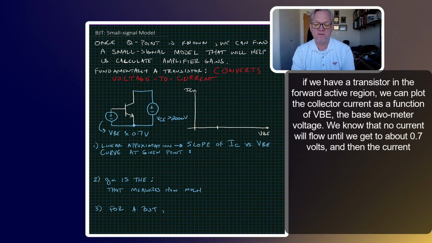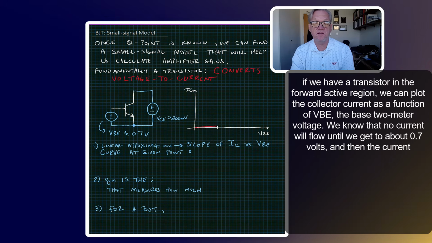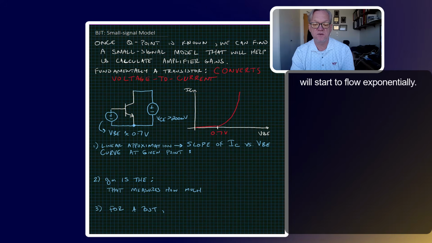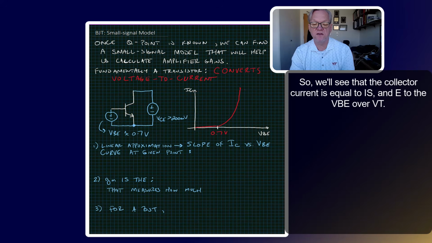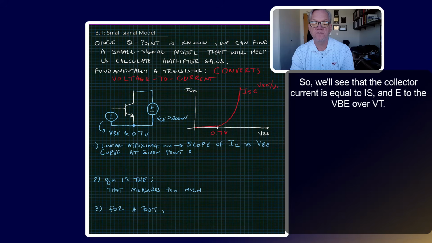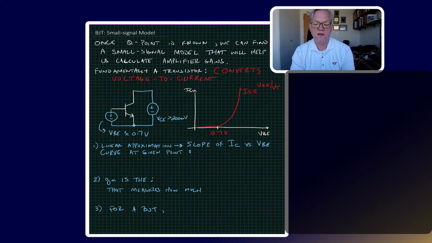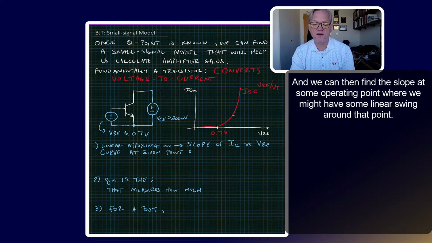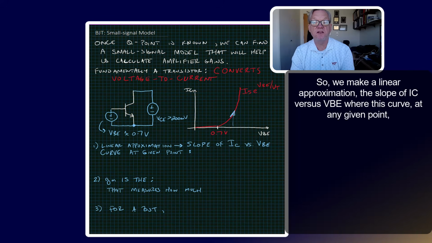Well, if we have a transistor in the forward active region, we can plot the collector current as a function of VBE, the base to emitter voltage. We know that no current will flow until we get to about 0.7 volts, and then the current will start to flow exponentially. So we'll see that the collector current is equal to IS times e to the VBE over VT. And we can then find the slope at some operating point where we might have some linear swing around that point. So we make a linear approximation.